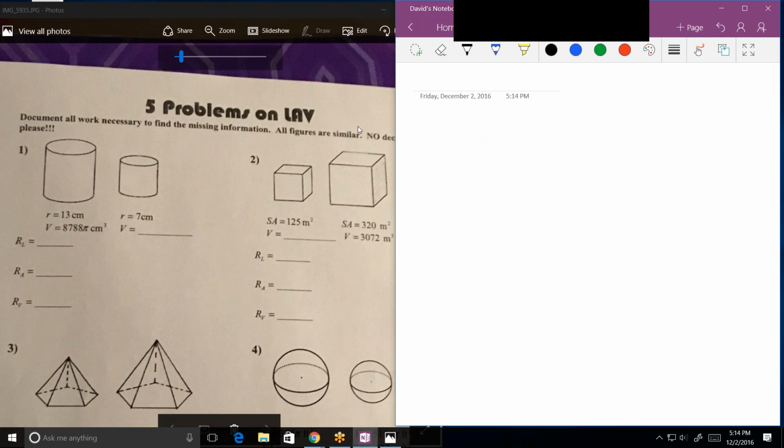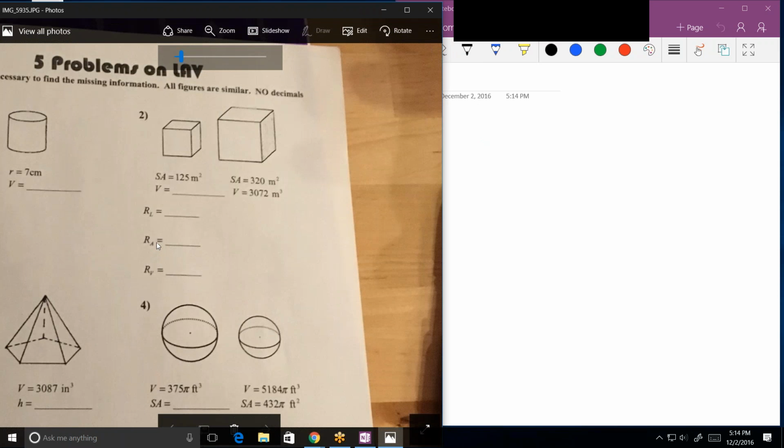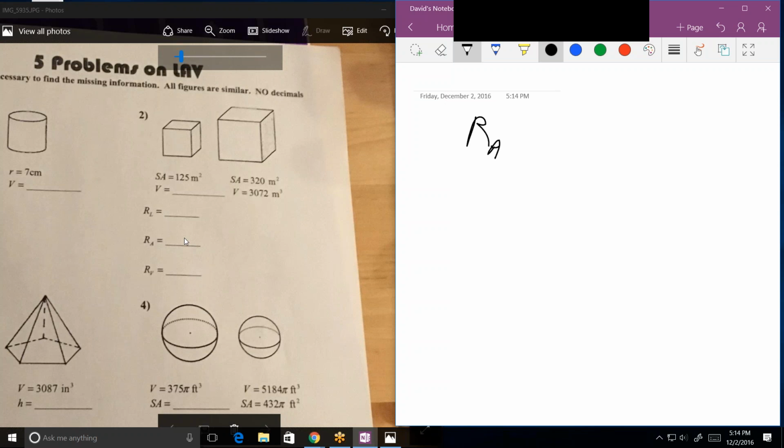These actually all become pretty easy once you figure out the pattern. And this technique that he has here, you always want to do all three. The problem in number 2, they give you the area ratio, right? Mm-hmm. Okay, what is the area ratio big to little? 320 over 125.